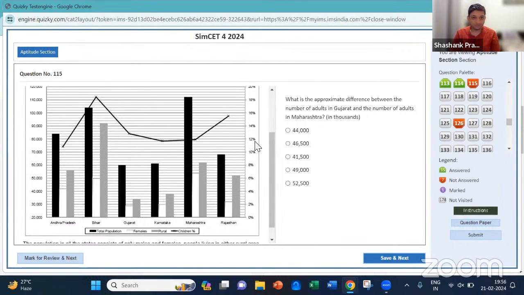So 12.8% of 60,000. 128 into 60. 1280 into 6. 7200 plus 480. 7680. Subtract 7680, so you are left with 55320. No, how much is 7680, right? 53320. 53,320.